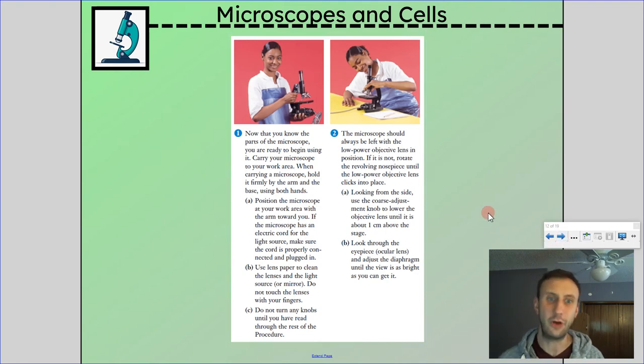So now that you know the parts of a microscope, you are ready to begin using it. Carry your microscope to your work area. When carrying a microscope, hold it firmly by the arm and the base using both hands.